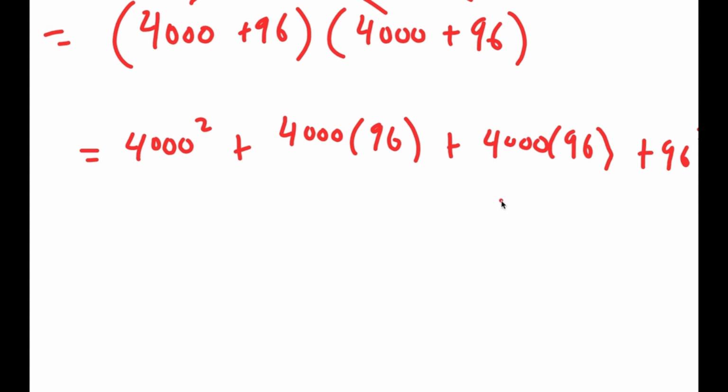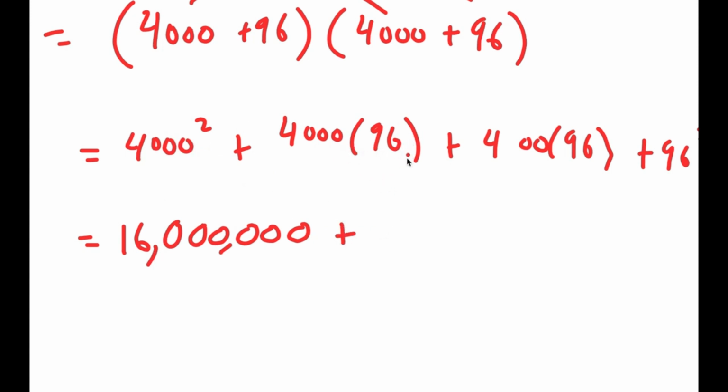Now, from here, 4,000 squared, well, this is simple because all we have to do is 4 squared, which is 16, and then 1,000 squared, which is a million. So a million has 6 zeros, so all we have to do is add 6 zeros to the end of this. So I get 16 million, it's 4,000 squared, plus 4,000 times 96.